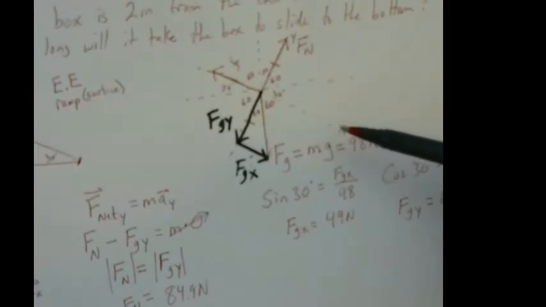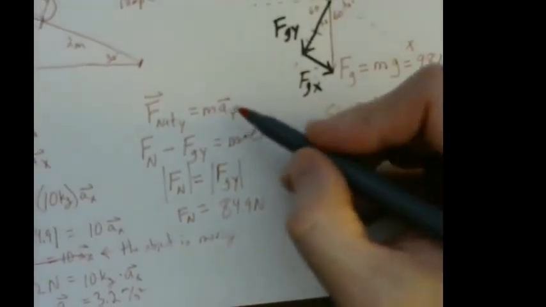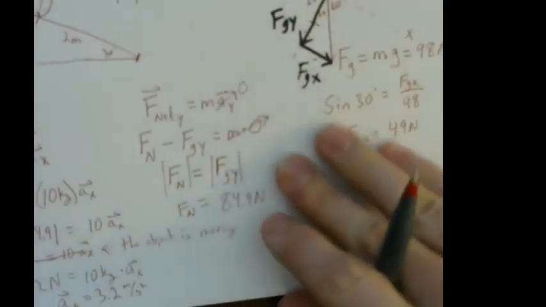Now it feels like we should be done, but we haven't actually answered the question. The question wants to know, how long will it take to get to the bottom of the ramp? Well, we don't know, but we do know that it is accelerating, and we do know the direction of the acceleration. Let me take a moment to explain why we made this choice. We made the x direction along the surface so that we wouldn't have to worry about the acceleration in the y direction. We already said right here that the acceleration in the y direction is 0. This simplifies our life quite neatly.